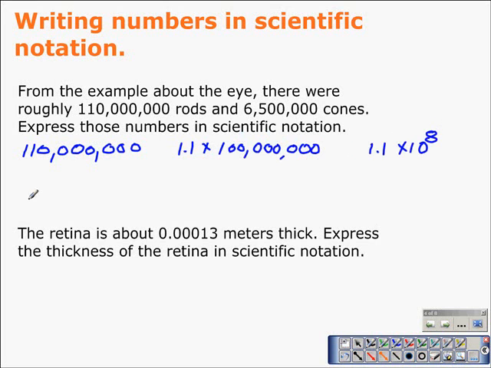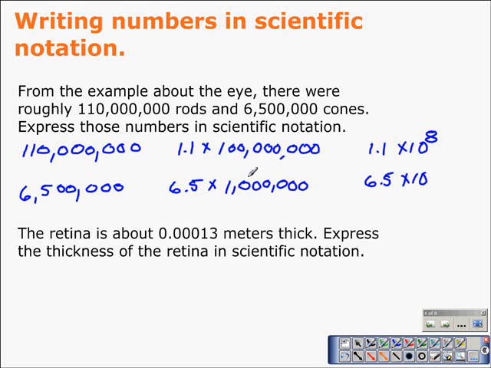The other number, 6,500,000, we will first express in the product form, which would be 6.5 times 1 million. And in scientific notation, it's 6.5 times 10 to the, and then we count the zeros in 1 million, 1, 2, 3, 4, 5, 6, so 10 to the sixth. So those are the two numbers from the example about the eye and the retina and the rods and the cones, the number of rods and the number of cones expressed in scientific notation.